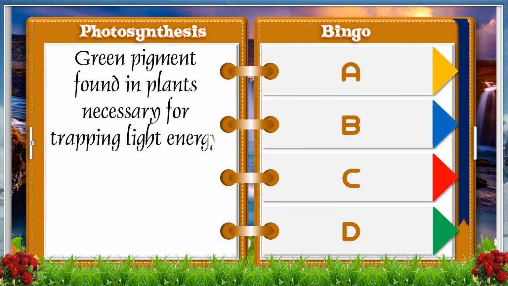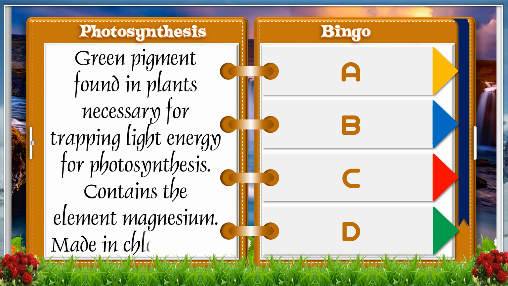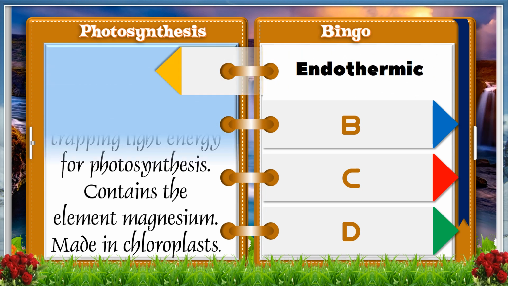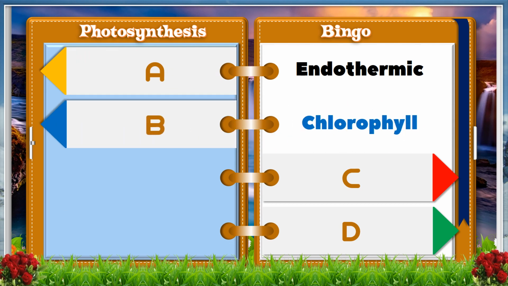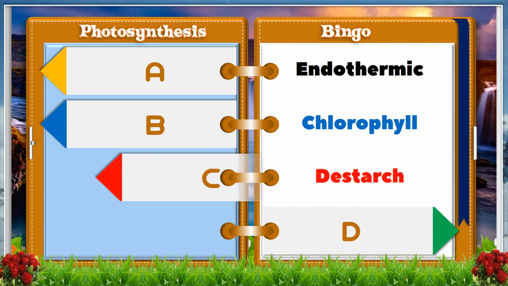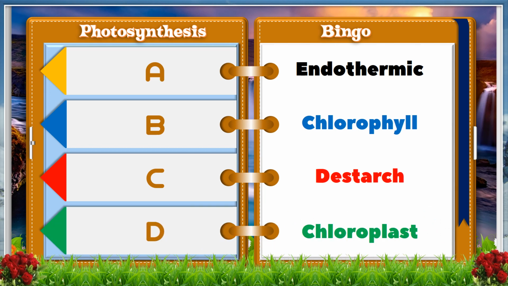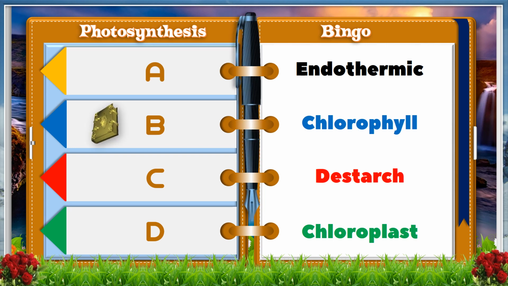Green pigment found in plants, necessary for trapping light energy for photosynthesis, contains the element magnesium, made in chloroplast. A. Endothermic. B. Chlorophyll. C. Distarch. D. Chloroplast. And the answer is B. Chlorophyll.